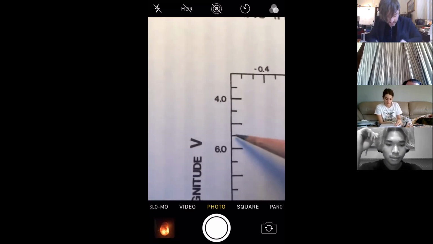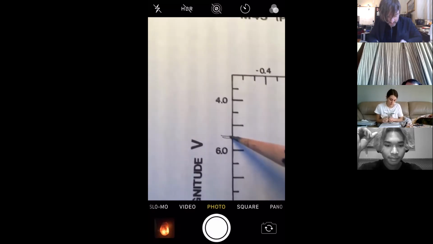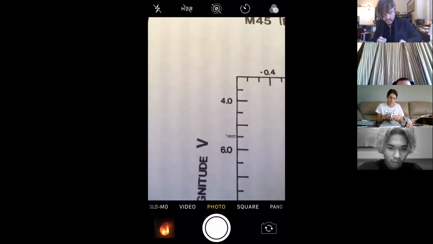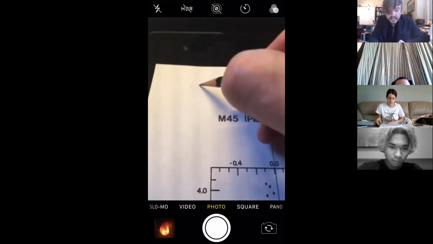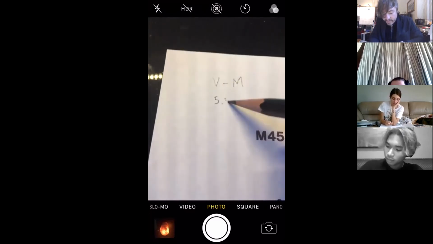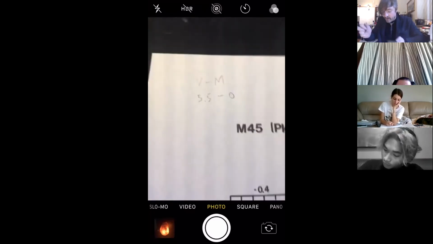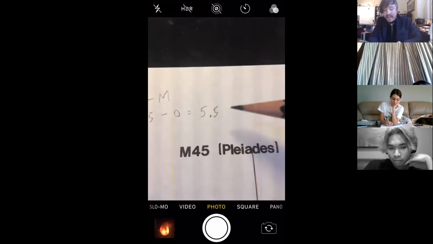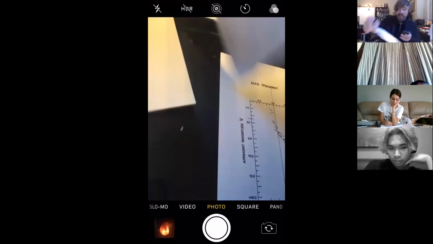So this is where that line was intersecting. Can you guys read that scale? What's the magnitude there? 5.5. Right. So our distance modulus, as it's called, is 5.5 for the green minus 0 for M. 5.5 minus 0 is a distance modulus of 5.5. Now that's just a magnitude, but somehow that magnitude represents the distance to the cluster. Okay. 5.5.